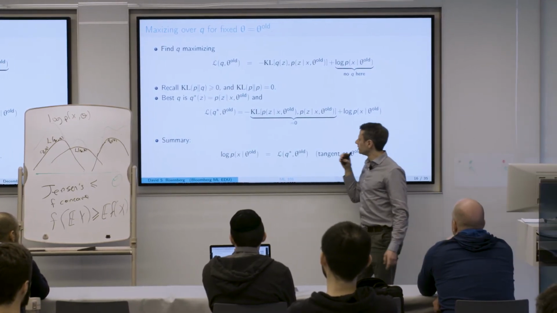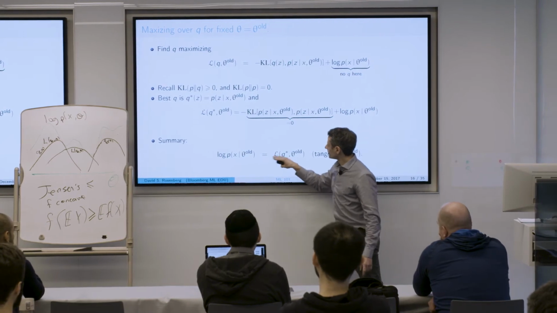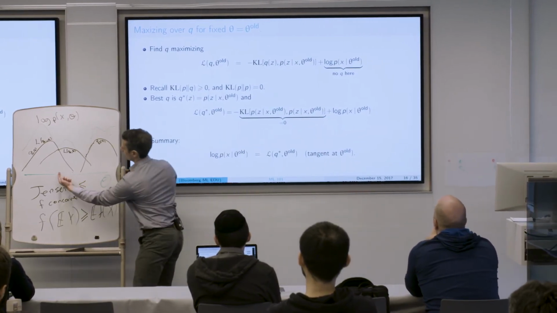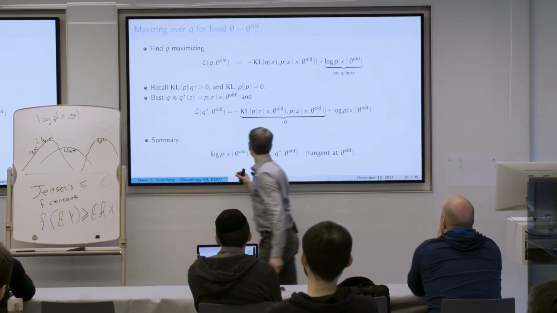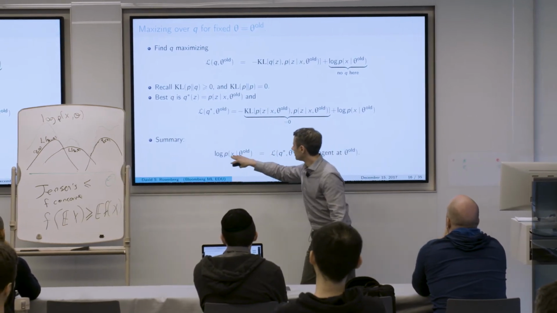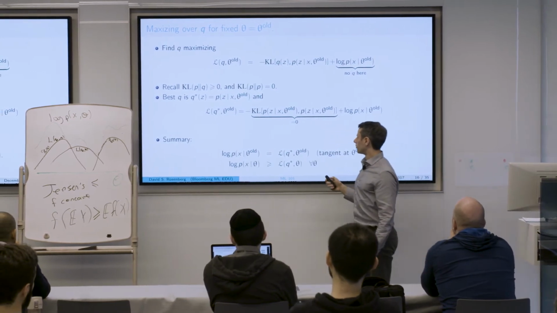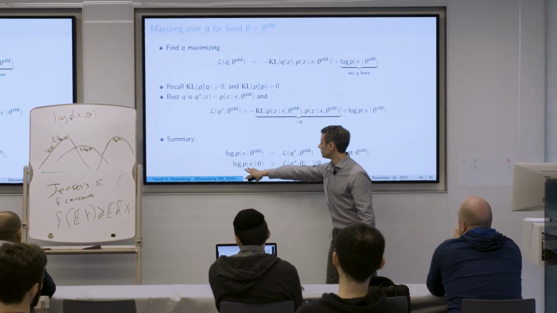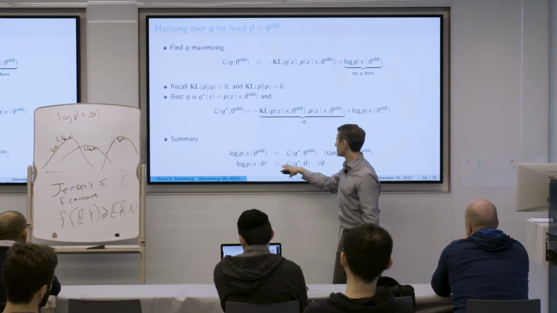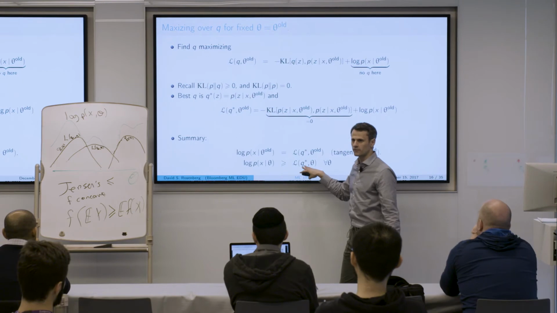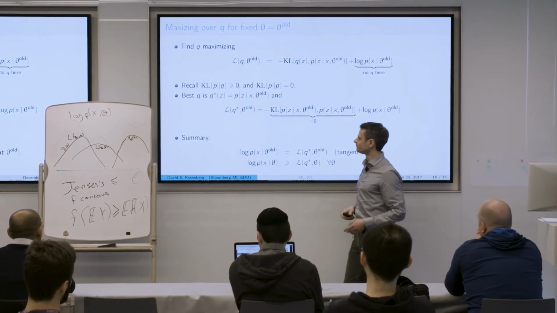So to be very clear, at theta old, so at a particular point on the theta axis, and for the right choice of q star, these curves are exactly equal. And otherwise, it's always the case that the marginal log likelihood is lower bounded by our lower bound. So in particular, it's lower bounded at q star for all theta.